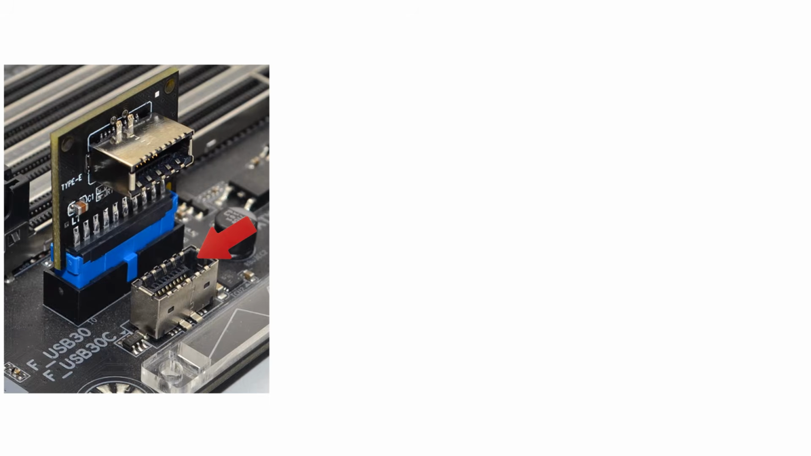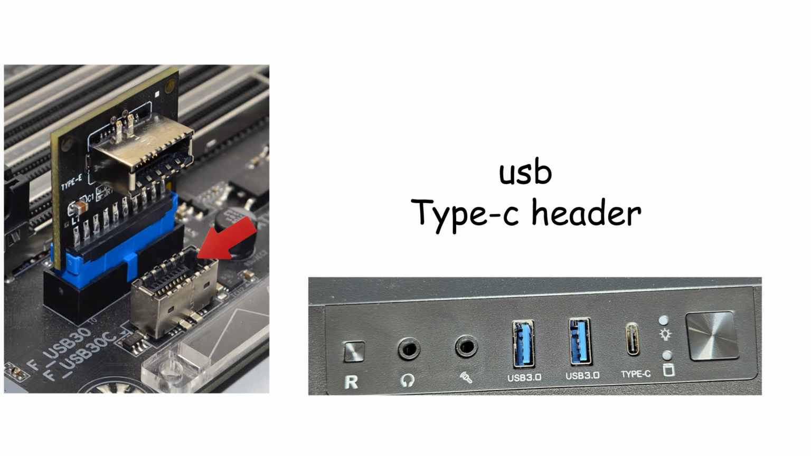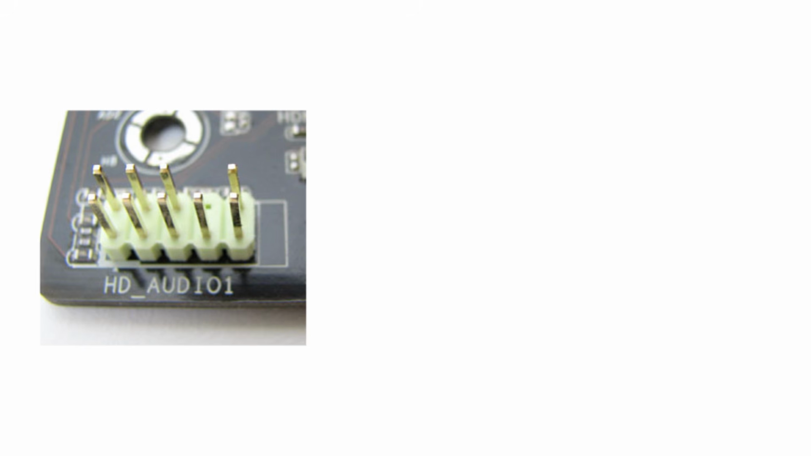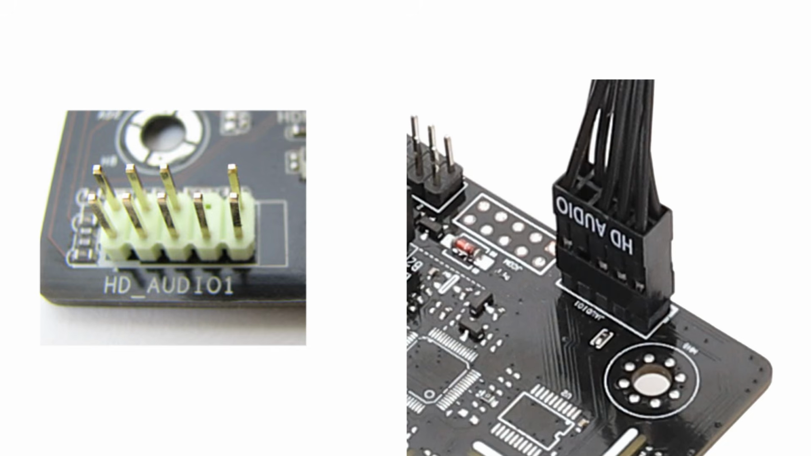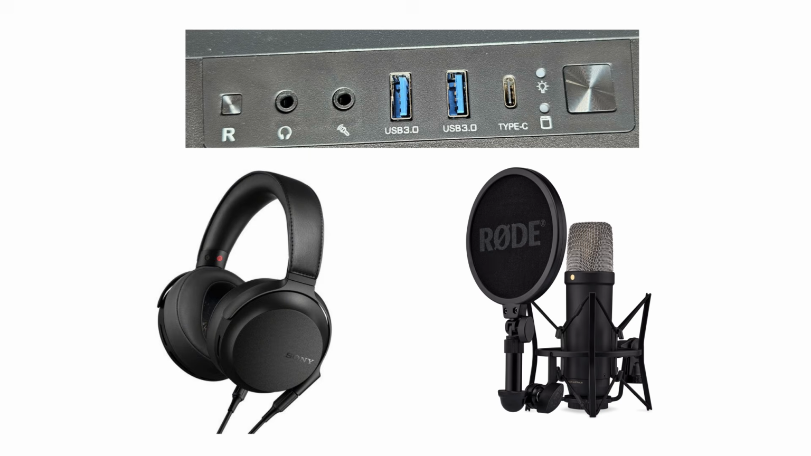Some modern motherboards also include a special connector called a front USB-C header. This allows the USB-C port on the front of the case to connect directly to the motherboard and support high-speed data transfer. You will also notice a connector labeled HD_audio, or AAFP, usually located in the bottom corner of the motherboard. This is the front audio header, and it connects the headphone and microphone jacks on the front of the computer case to the motherboard's audio system.